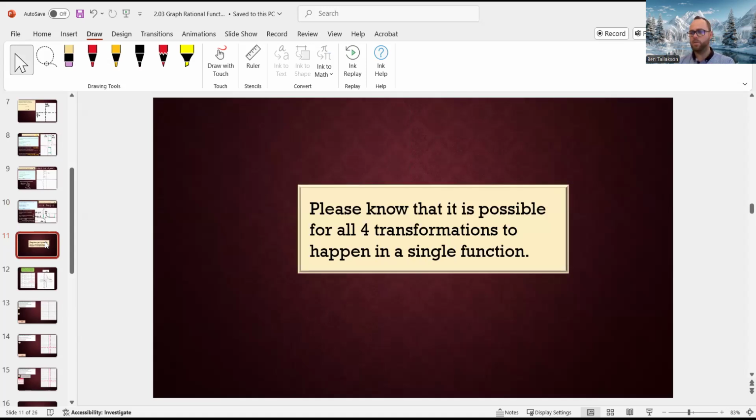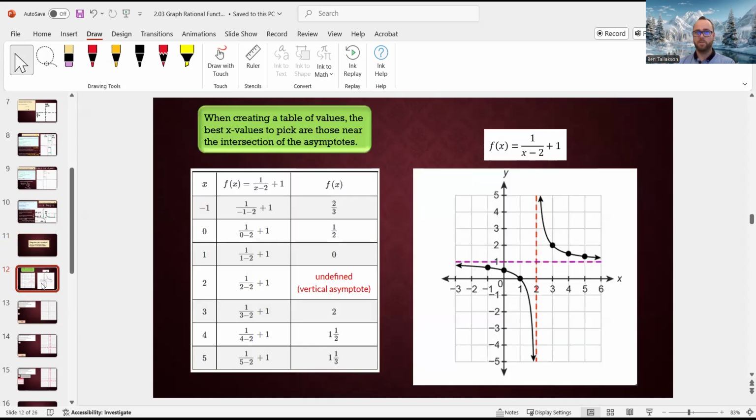Okay, we've looked at all the different types of transformations. Nothing new after this, but there's practice, and I need you to know that it is possible for all four transformations we've seen to happen in a single function. It won't happen every time. It won't happen most of the time, but it could. So let's start to practice after a quick heads up on graphing.